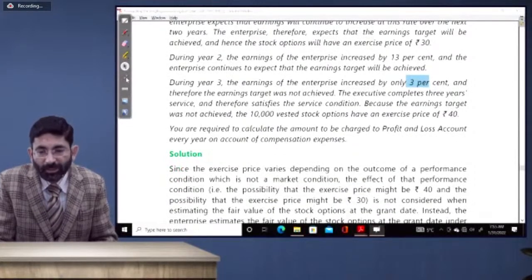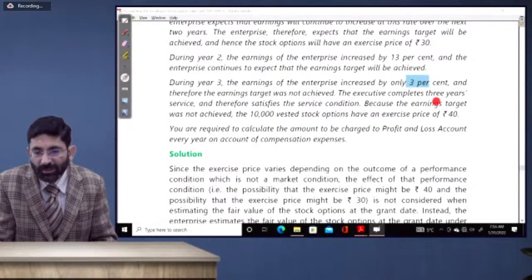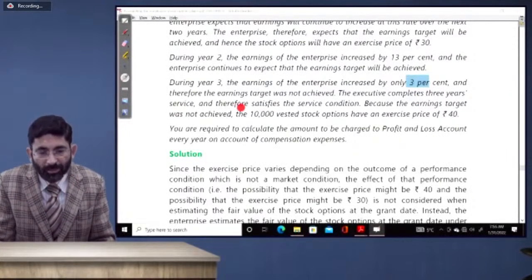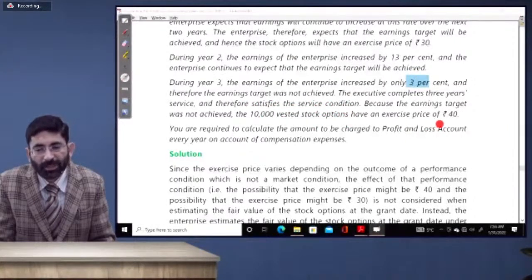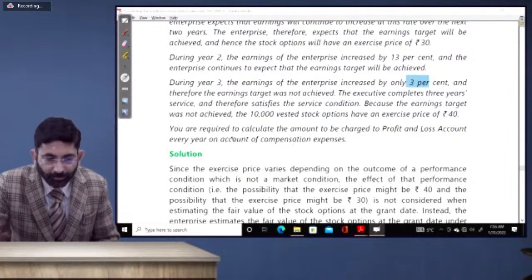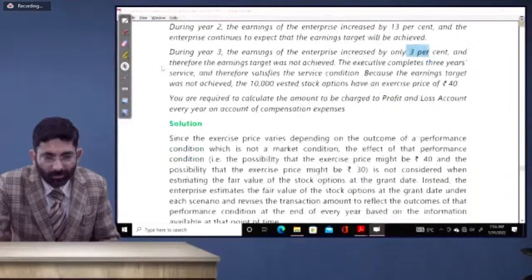Executive completes 3-year service, hence he will be entitled to get the shares and therefore satisfies the service condition. Because the earning target was not achieved, the 10,000 vested options have an exercise price of rupees 40 per share. Required to calculate the amount to be transferred to P&L account every year on account of compensation expense. Very simple and easy to understand if you think properly.